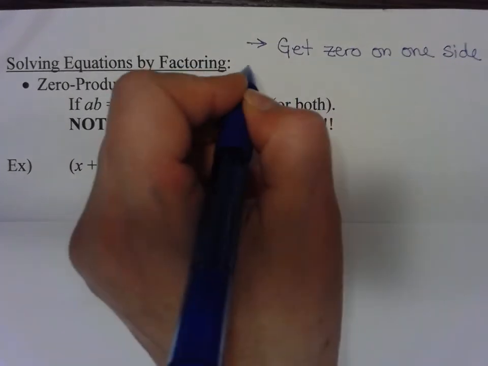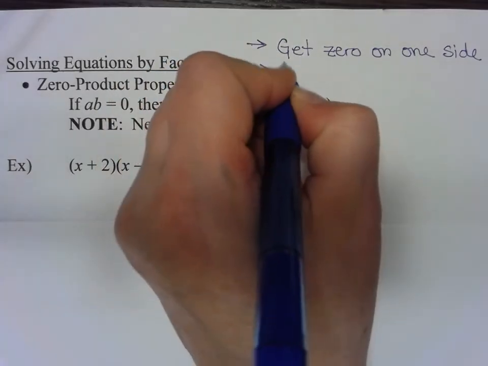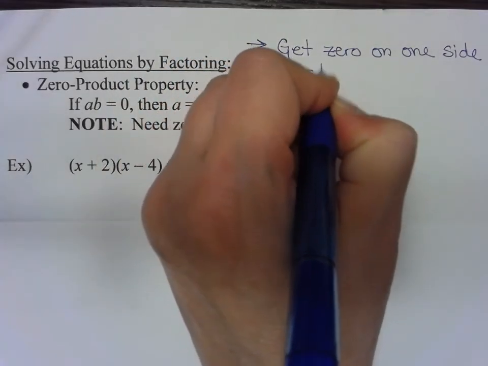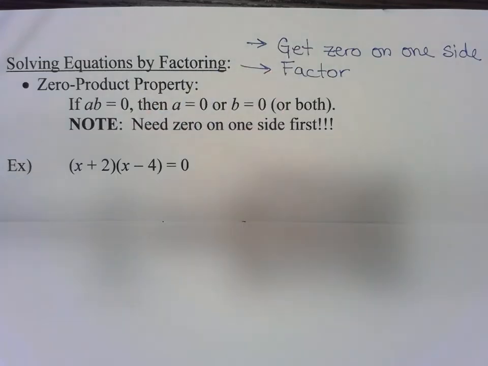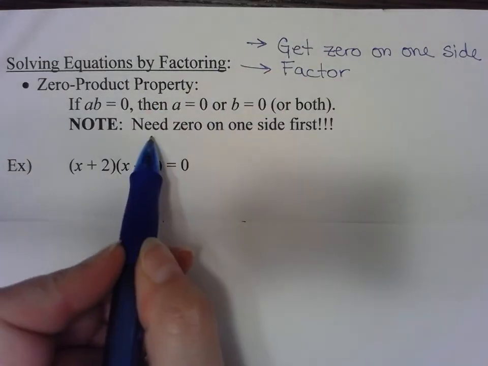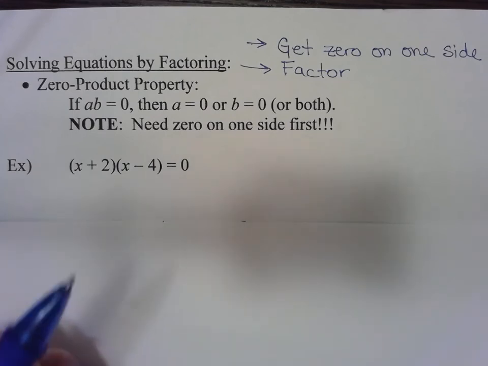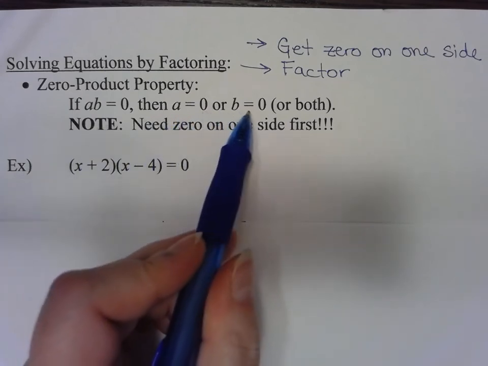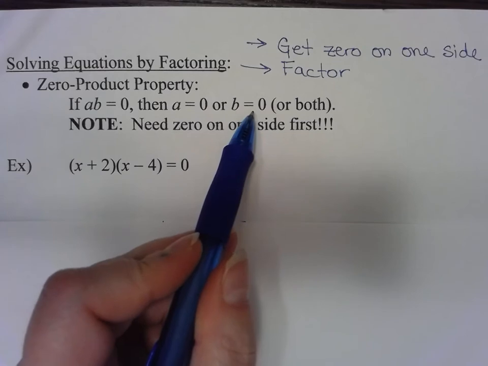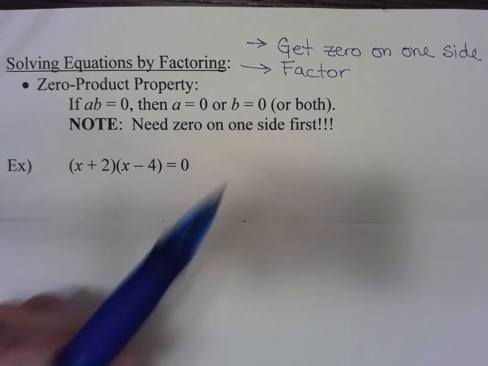Then we're going to factor. Oh, I guess I do have that down here, don't I? With the triple exclamation point. And then we're going to set each part of our factoring equal to 0 using this zero product property.